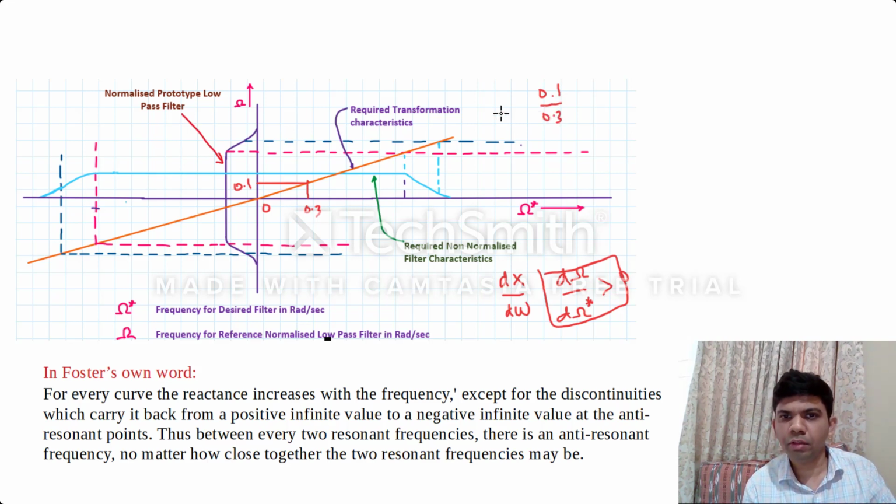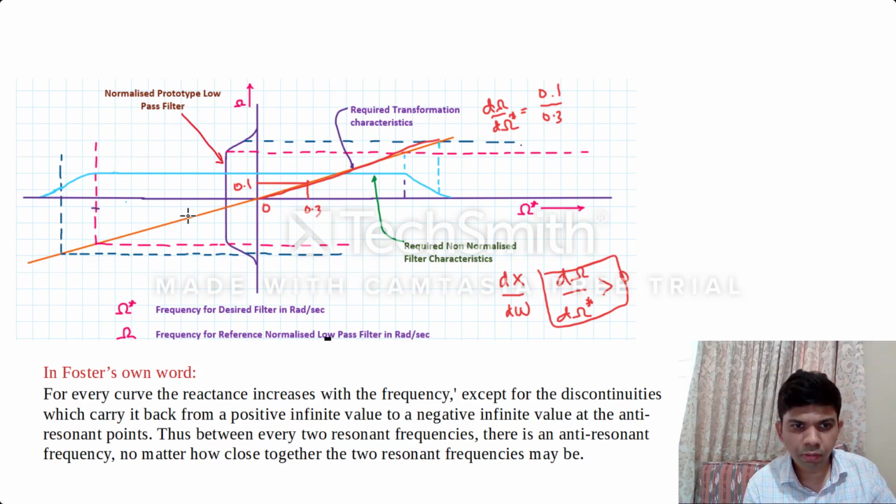So d omega by d omega star is equal to 1 by 3, which is a positive number. So the condition is fulfilled at this point. In fact, it is fulfilled for the characteristics in the first quadrant.